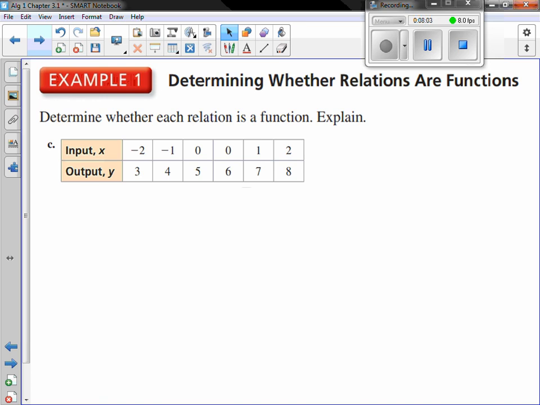Determine whether each relation is a function. Now we can do the same thing, or we can look at the x values. -2 goes to 3, -1 goes to 4, 0 goes to... oh wait. I have two 0 values, don't I? So can this be a function? Because I have 0 going to two different values, yes?